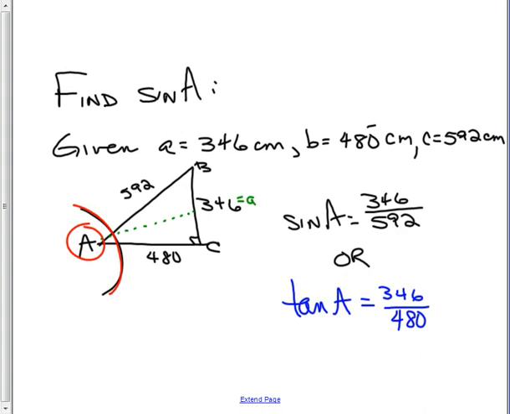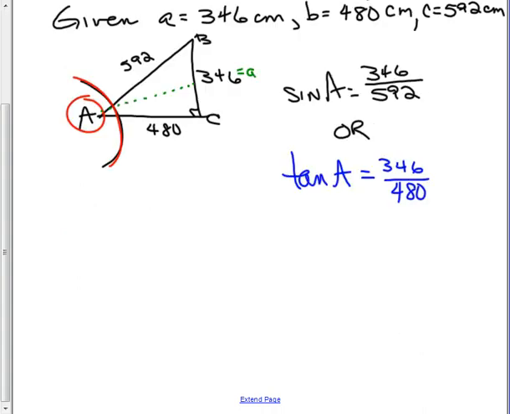Good. So inverse, no matter what trig, and you could have done this with cosine. You could have done it with all 6 of them. I would not recommend cosecant, secant, and cotangent. Not a good idea. How big is A?